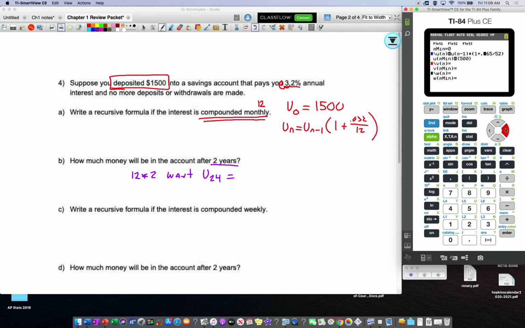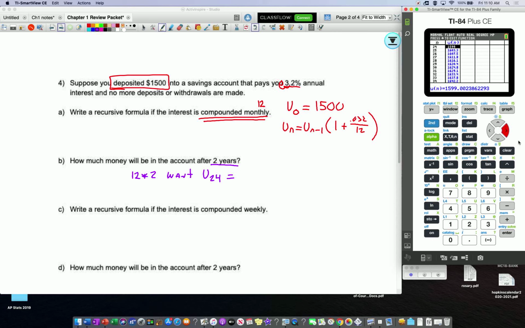So now, I can come in here and start typing it and changing it. 0.032, and I'm dividing it by 12. Close my parentheses. My initial value I started wasn't $500, it was $1,500. So if everything looks beautiful there, I'm looking for the 24th term. So I go to my second window, my table set. I don't want to look for the 104th term, I want the 24th term. Hit enter. So then I can go to my table, so second graph, and look at that.